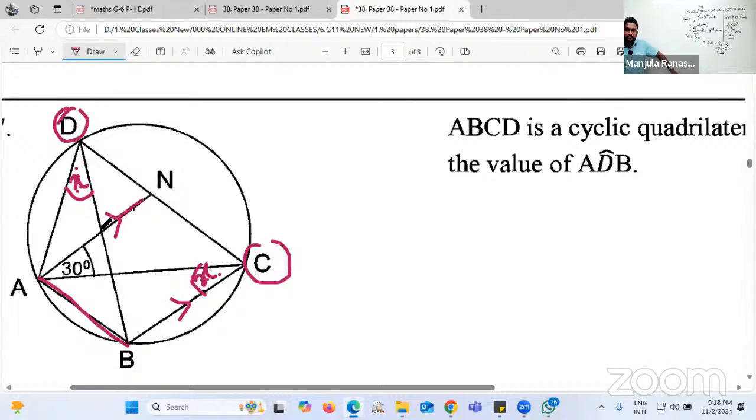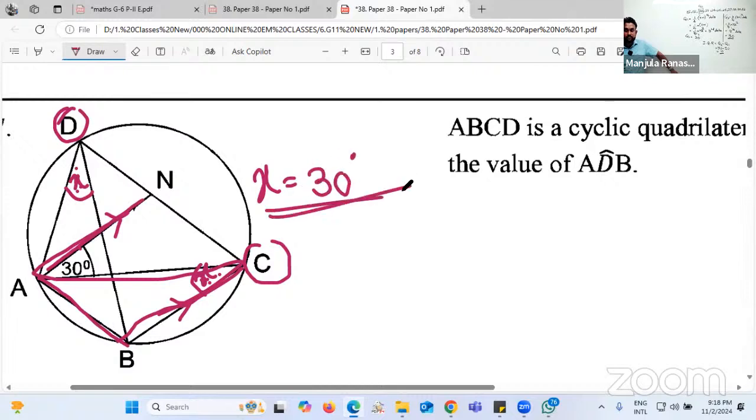Now you can see that these two lines are parallel. Then you can see a Z-shape angle, what we call the alternate angle. So X here and here 30, then X equals 30 degrees. So that is the answer, X equals 30. Okay, fine.